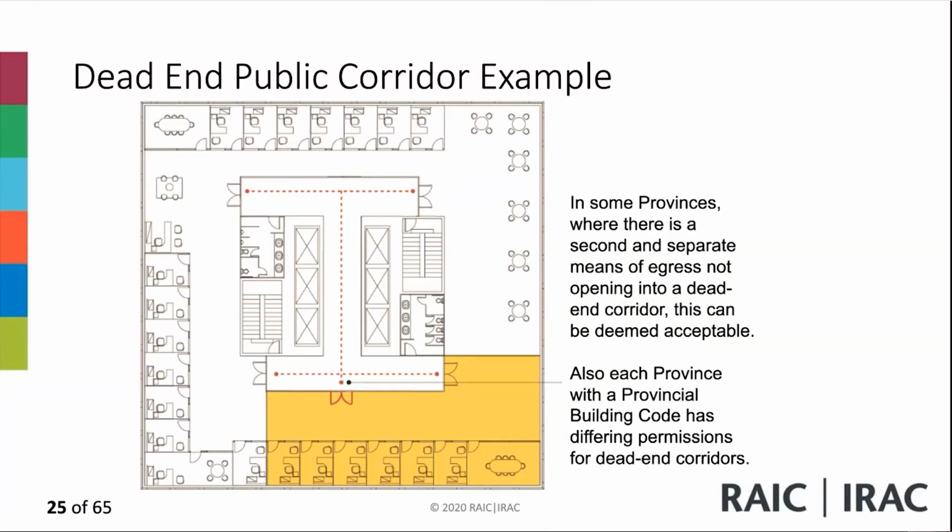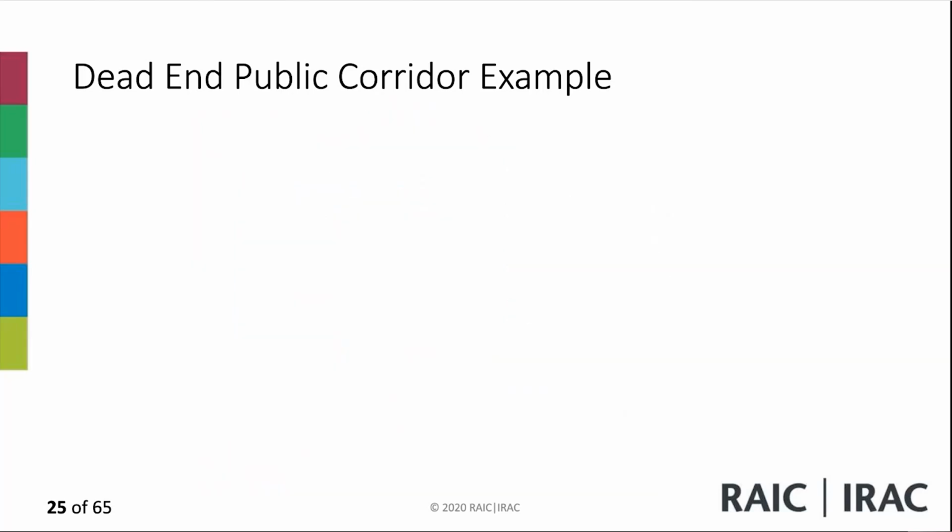In this case, in some provinces where there is a second and separate means of egress not opening into a dead-end corridor, it may be deemed acceptable. So in this case, if you go in and you have access to this, or you can have access to this area, this may be deemed acceptable. Each province has different permissions related to dead-end corridors, but the NBC is pretty straightforward: 6 meters unless you're within the suite.